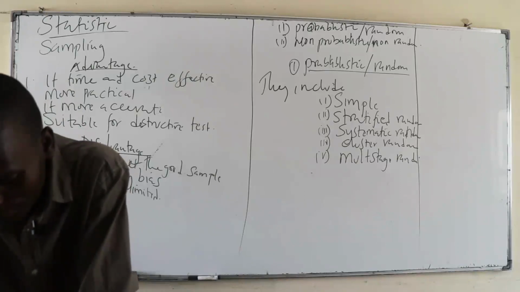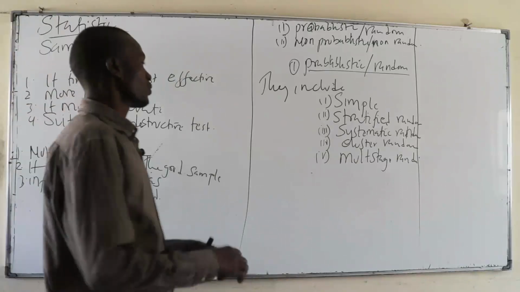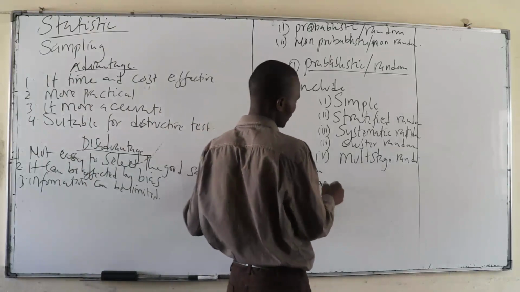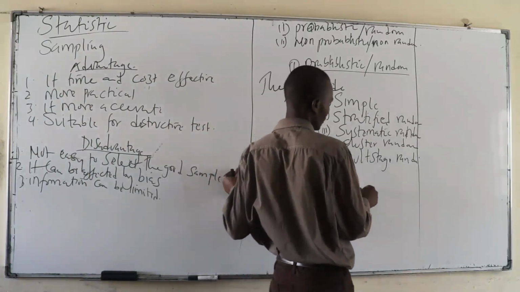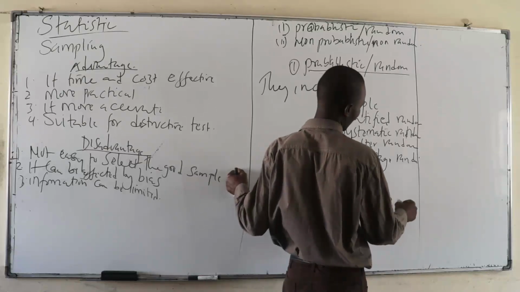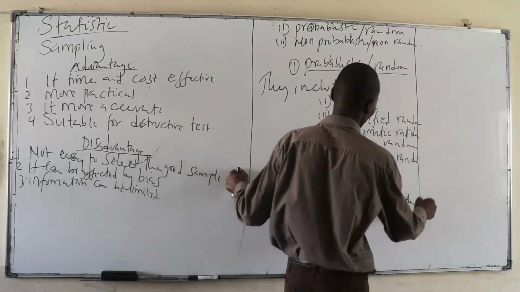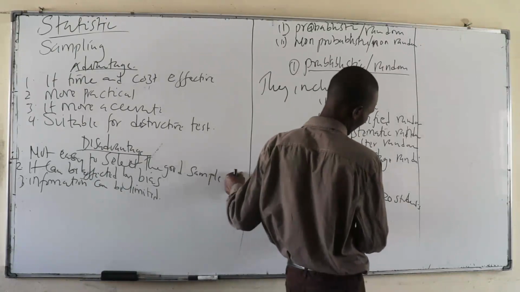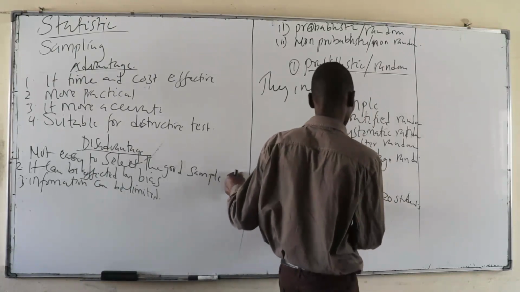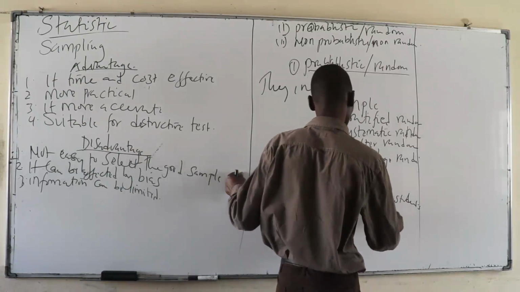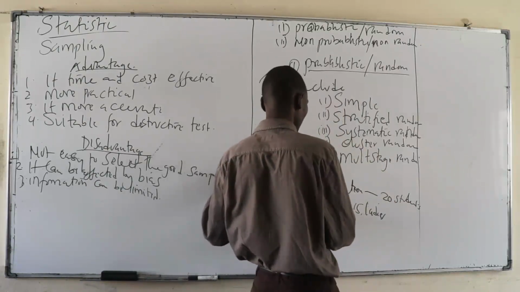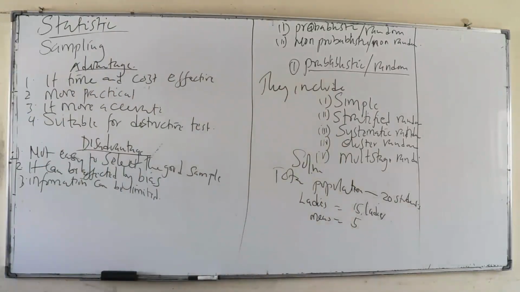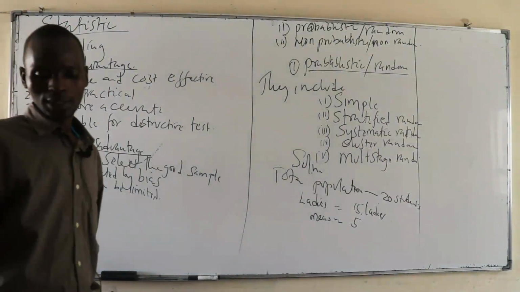So we follow the steps. Number 1, you identify the different groups. Solution: the total population is 20 students. Then ladies are 15, and men are 5. Number 2, you calculate the proportion of each group.